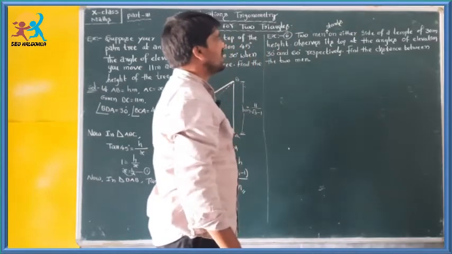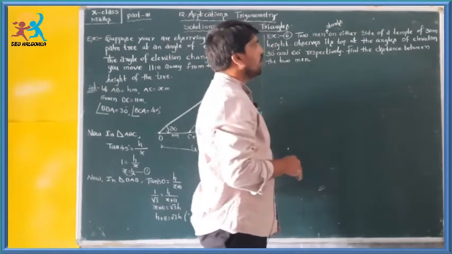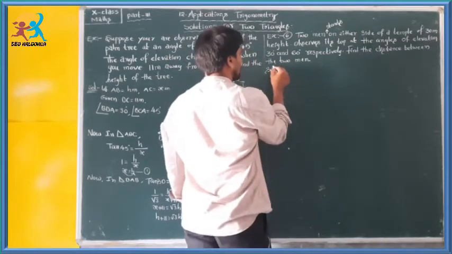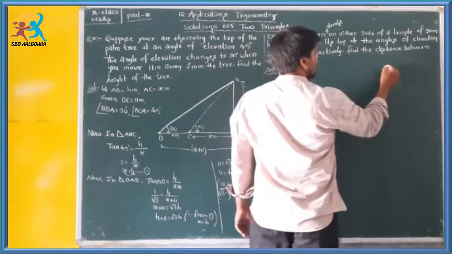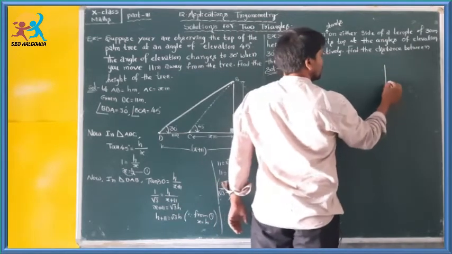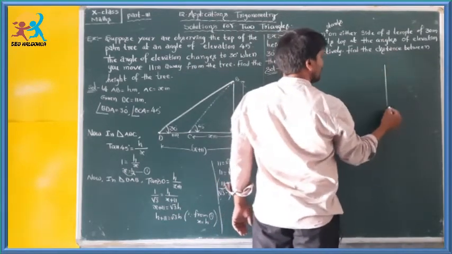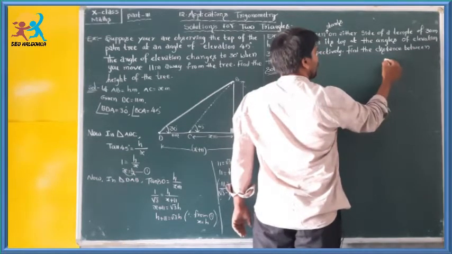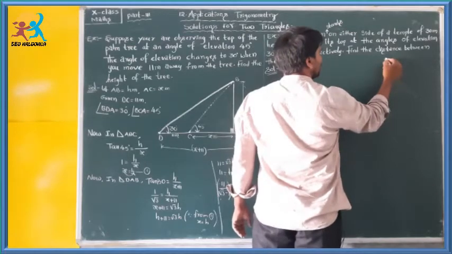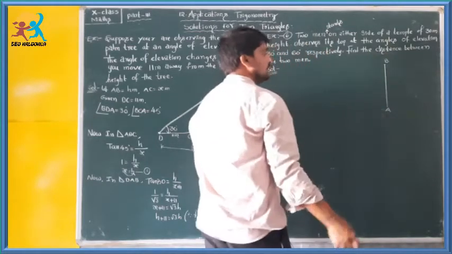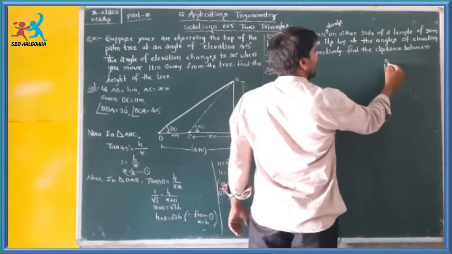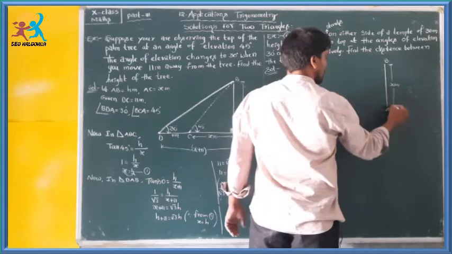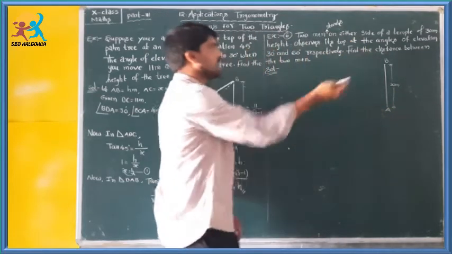Two men stand on either side of a temple that is 30 meters high. Let us consider first this temple. For our mathematical convenience, we denote the height of the temple by a vertical line. Let us say that AB is the temple and its height is 30 meters.